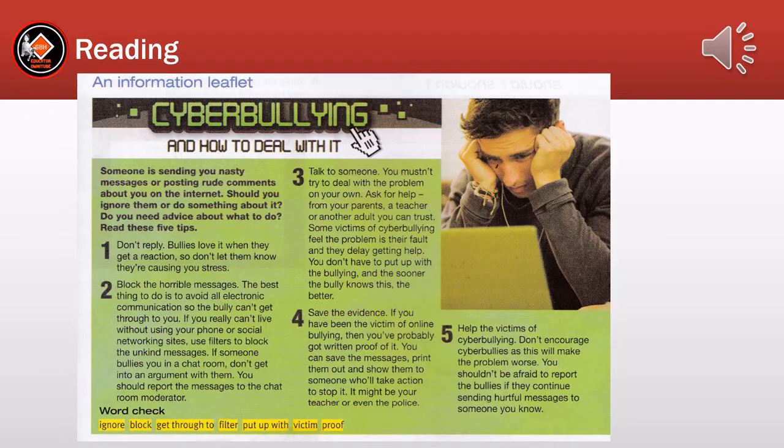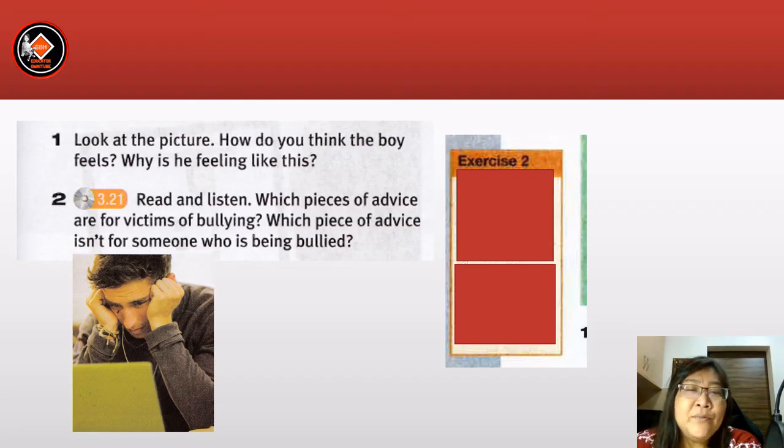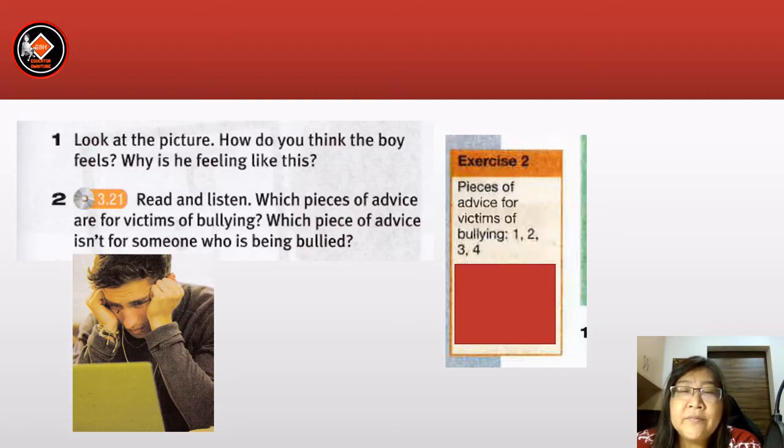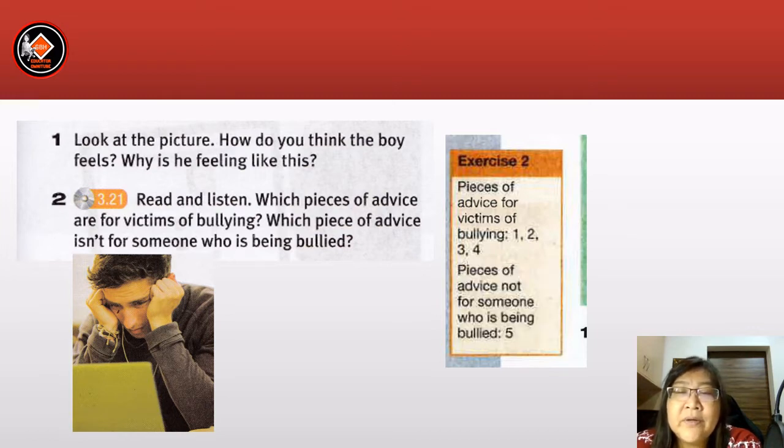Dear students, which pieces of advice are for victims of bullying? So the answer is pieces of advice for victims of bullying. They are number 1, number 2, 3 and 4. Which piece of advice isn't for someone who is being bullied? The answer is number 5.